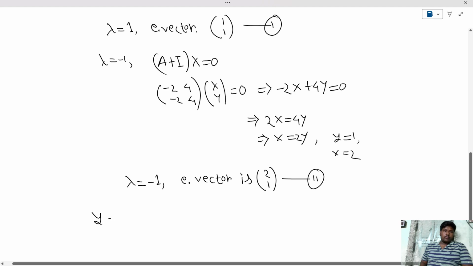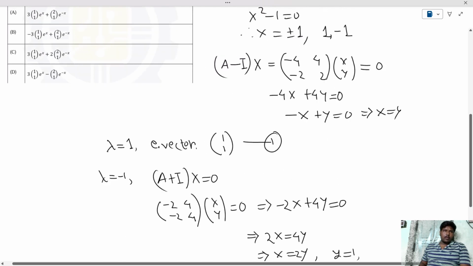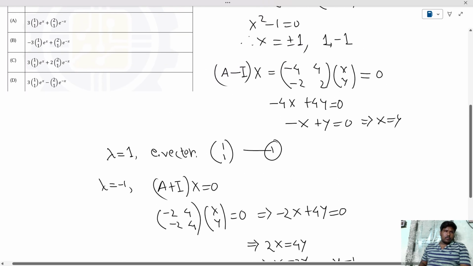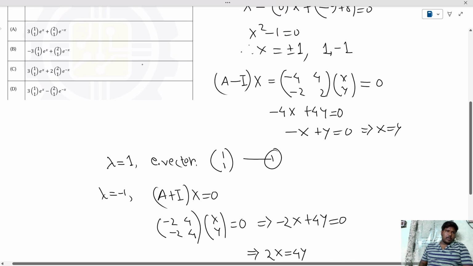So our general solution combining 1 and 2, हम लोग को general solution क्या मिलेगा? Y equals to c1 e to the power lambda 1 x, that means e to the power x (1, 1) plus c2 e to the power minus x (2, 1). So हम लोग देखेंगे ऑप्शन में कौन कौन सा है. अगर ऑप्शन में कुछ रहेगा तो अच्छा.